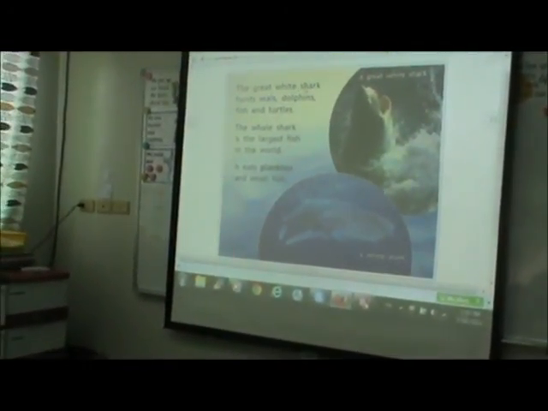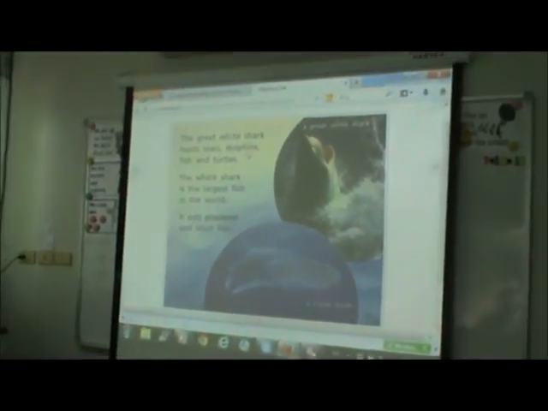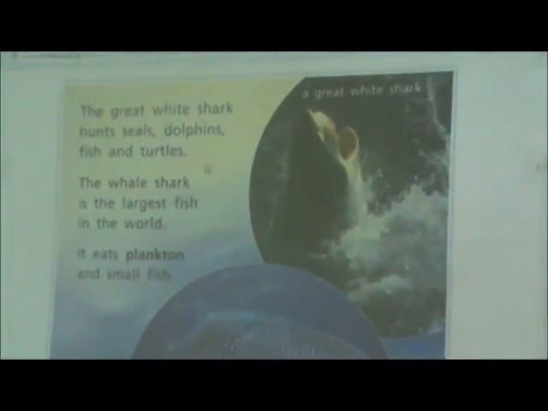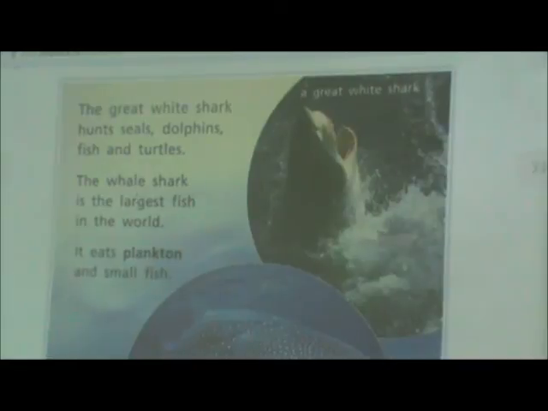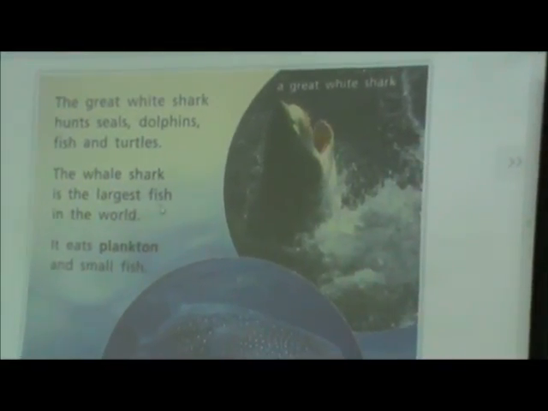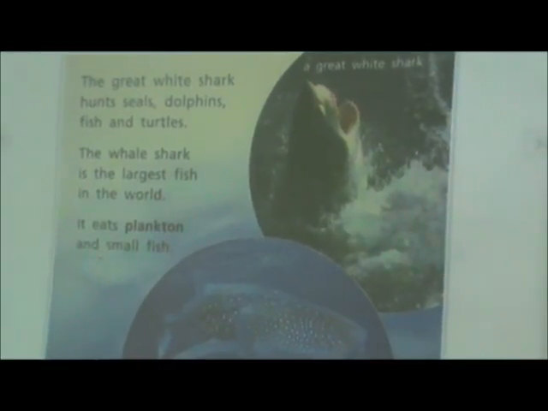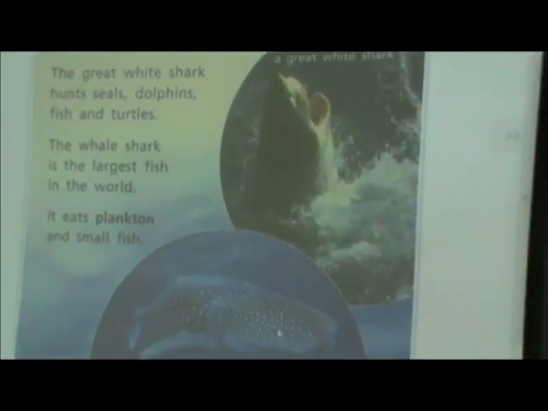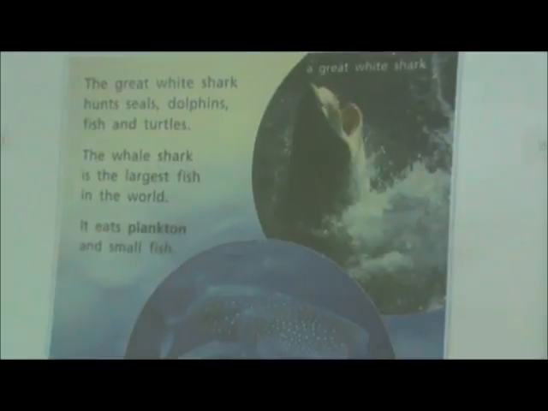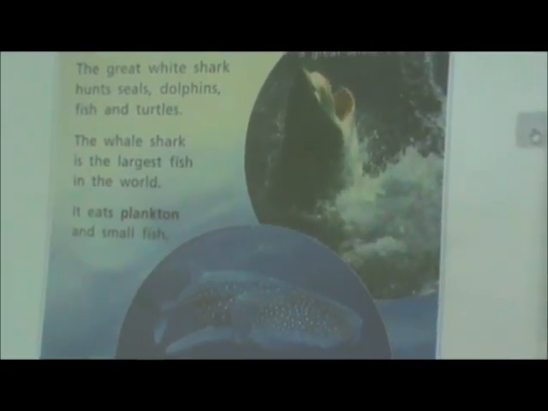Great white sharks eat seals, dolphins, fish, and turtles. The whale shark is the largest fish in the world. It eats plankton and small fish. See the whale shark down there? Yep. Got lots of spots on it. Super cool.